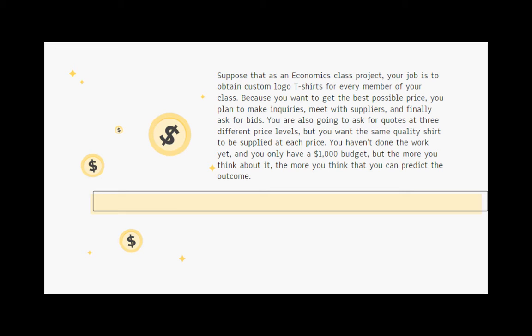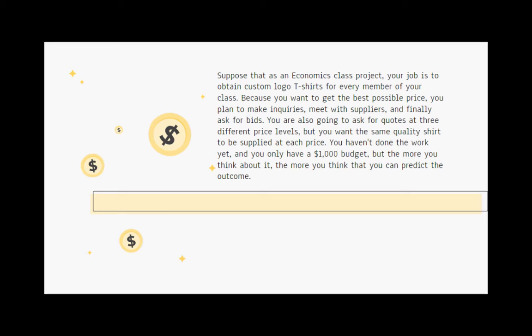So suppose an economics class project, your job is to obtain a custom logo t-shirt for every member of your class. So we're going to create a t-shirt for econ. What you need to do is get a price for that first. Because you want to get the best possible price, you plan to make inquiries, meet with suppliers, and finally ask for bids. You're going to ask for quotes at 3 different price levels, but you want the same quality shirt to be supplied at each price. You haven't done the work yet, and you only have a $1,000 budget. But the more you think about it, the more you think that you can predict the outcome.